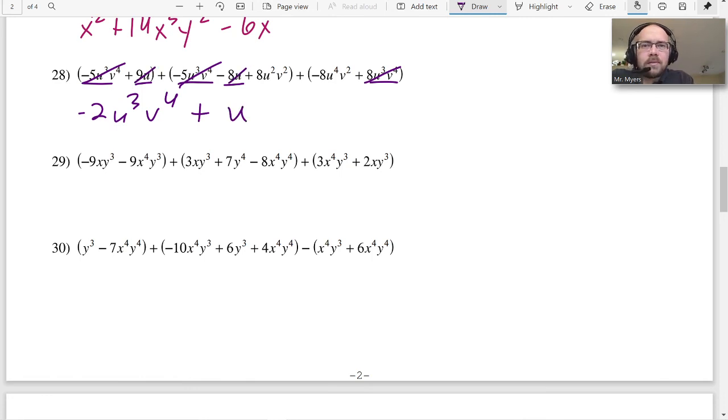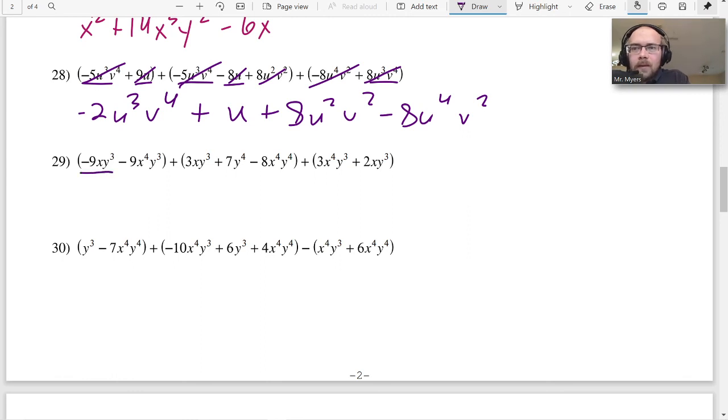Then u2v2. Oh, u4v2. Not the same thing. u2v2 and u4v2, different. So I'm just going to list them out individually: 8u2v2 minus 8u4v2. Done and done.